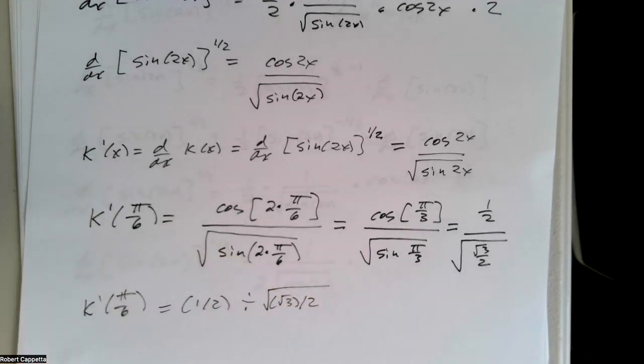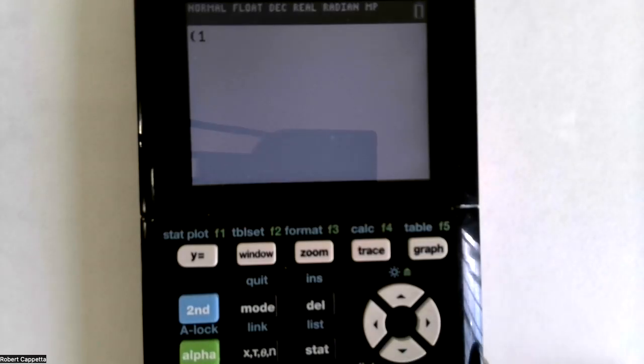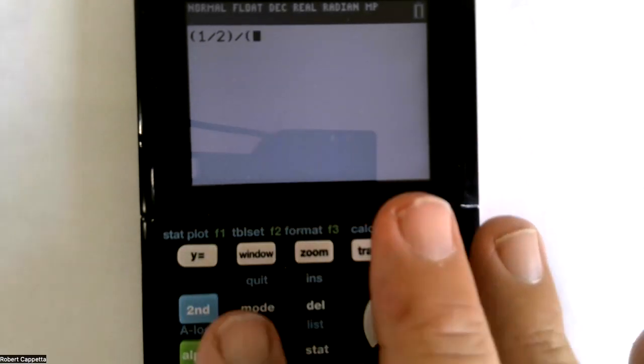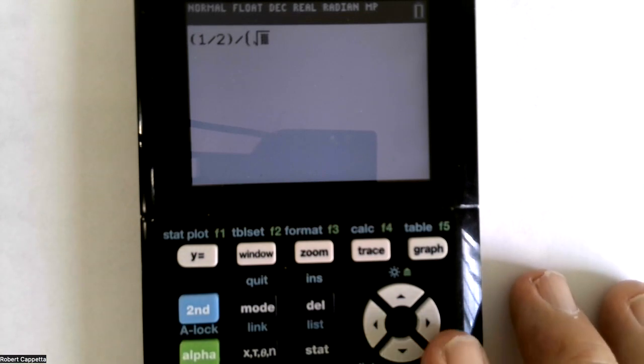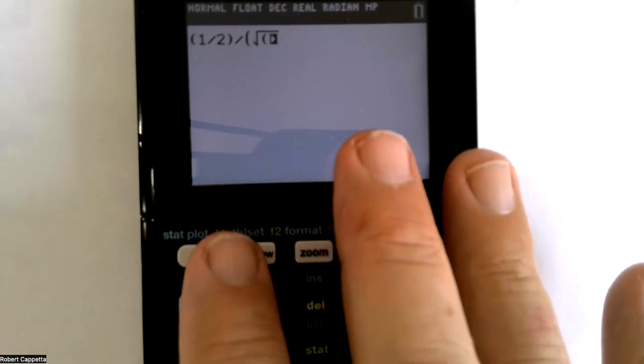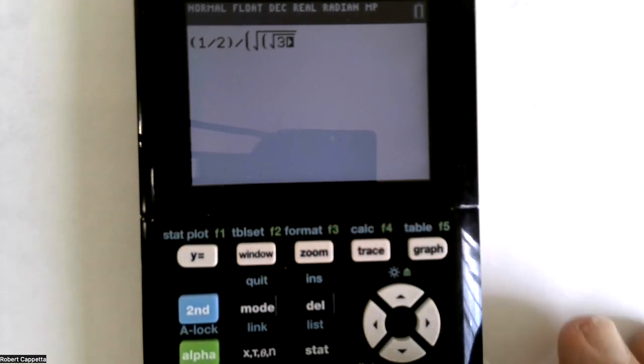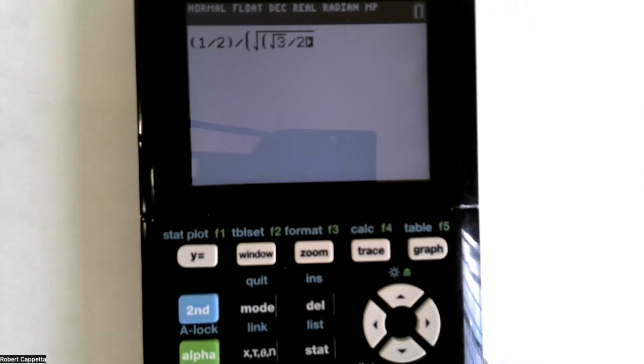So let's grab the graphing calculator again and see if we get an answer pretty close to 0.54. That will be our goal. So 1/2 divided by, and let's be careful here, the square root of the square root of 3 divided by 2. And I think my syntax is okay. And we hope we get something pretty close to 0.54, do we? 0.537, I feel pretty good about that.